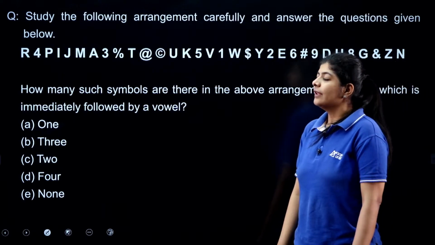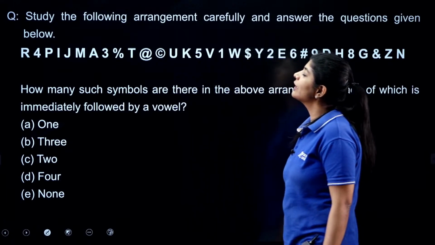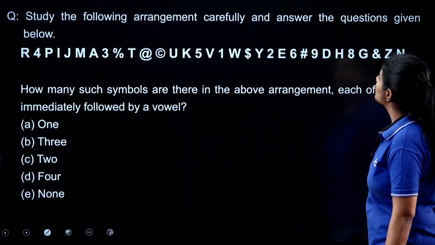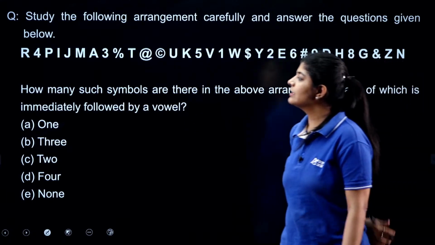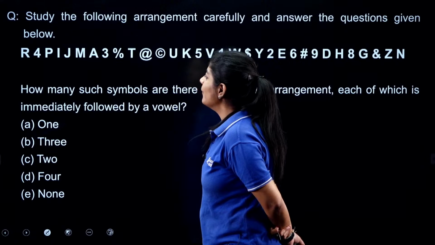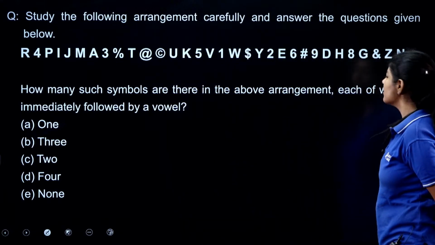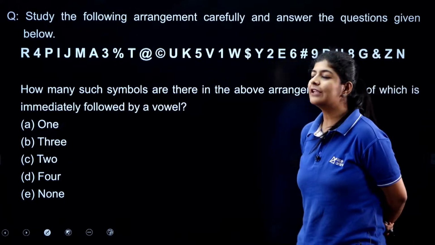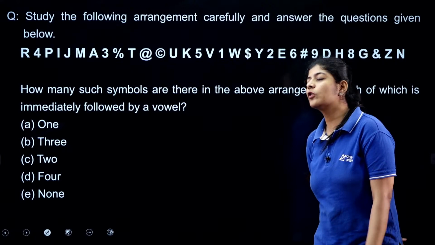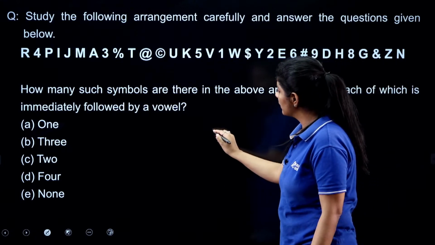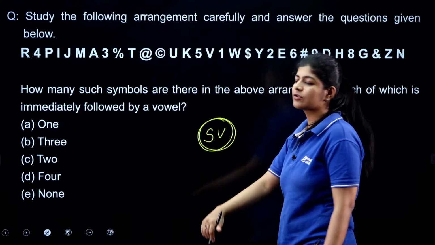Next. The next one is a very simple one. The question is saying that study the following arrangement carefully and answer the questions given below. Here we are having an arrangement, and according to this, the question is asking how many such symbols are there in the above arrangement, each of which is immediately followed by a vowel. We need to find out the symbol which is immediately followed by a vowel. We need to find out this combination.